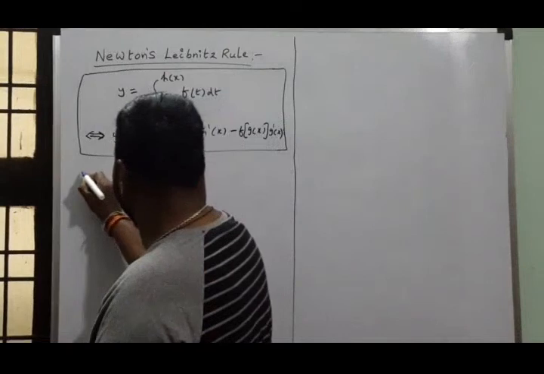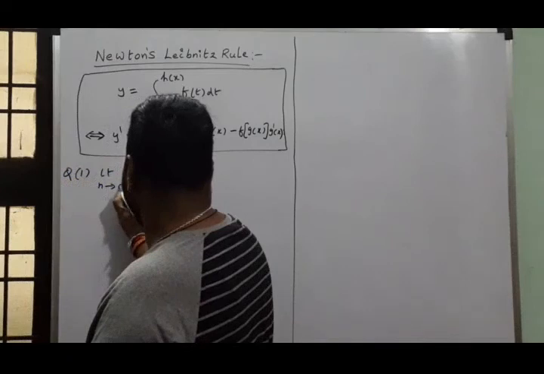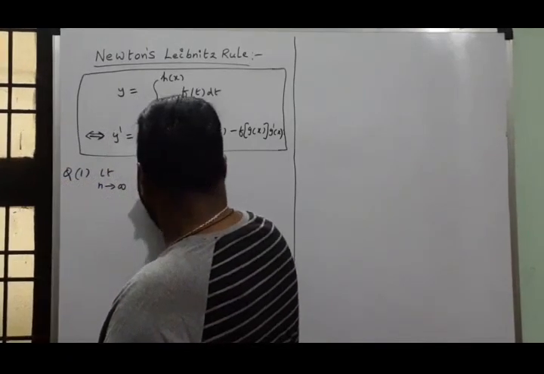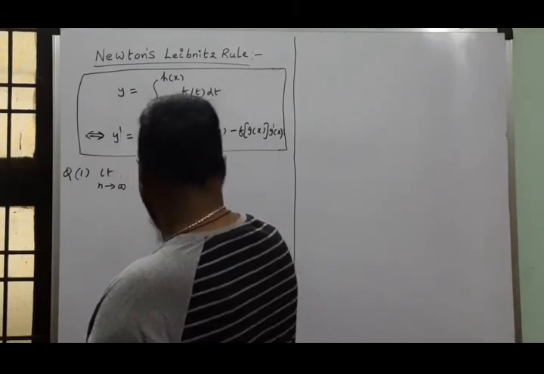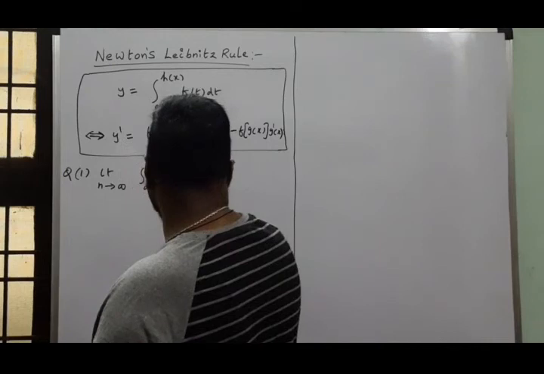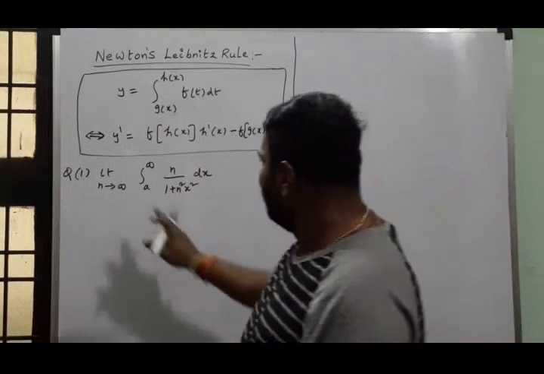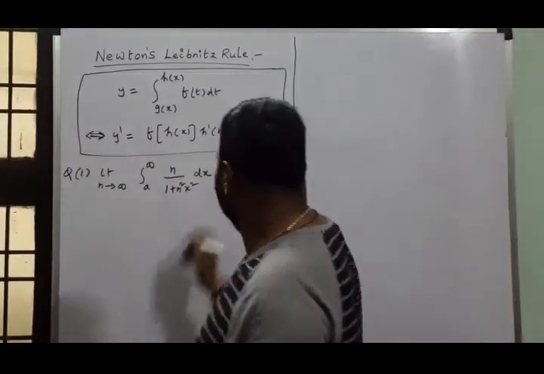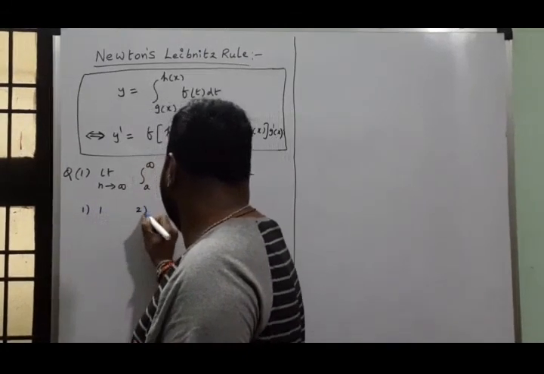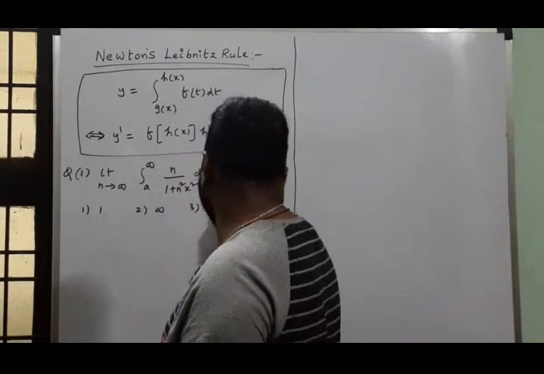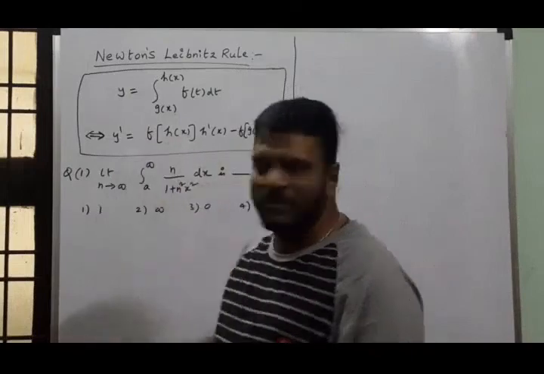limit n tends to infinity, integral a to infinity n by (1 plus n square x square) dx. So this is the first question. We have to find the value of this one. The options are: 1, infinity, 0, minus 1. Now we have to find this value.